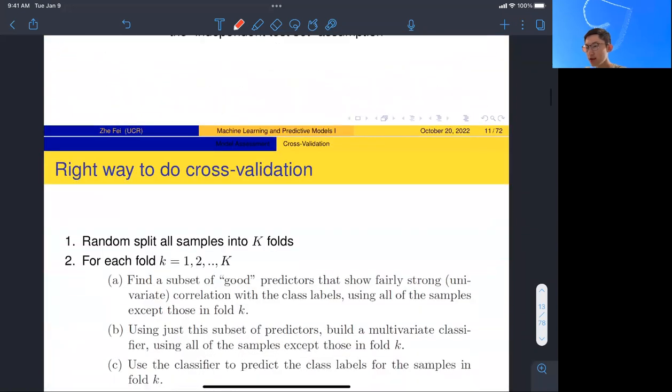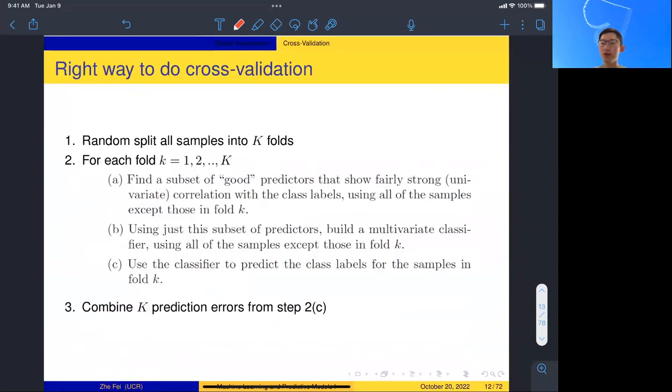So let's clarify the right way to do cross-validation. It is simple, and you should try to keep it in mind. The cross-validation, or k-fold data split, should always happen as the first step. You always perform this random split of your data into k folds before any of the screening or model selection happens. So this is your first step.